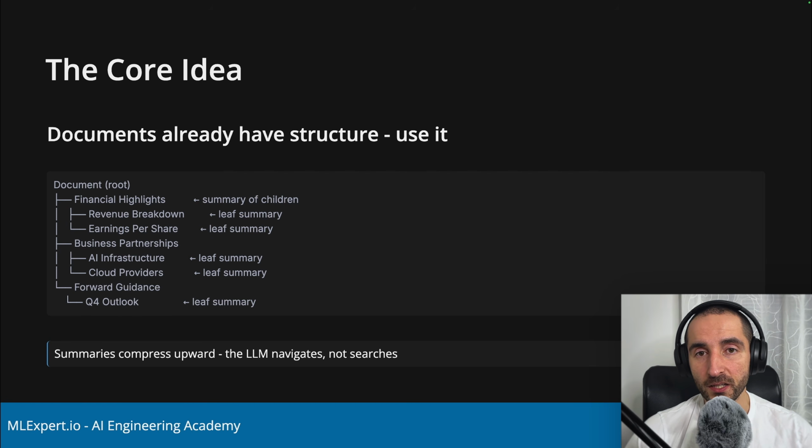The core idea of this implementation is to use the structure of the document. And of course, if your document has such structure, such as most of the 10-Q, 10-K, etc. documents that are within the financial space, also within the legal space, those documents are usually well structured. Well, you can use that structure in order to create such tree-based indexes that I'm going to show you here.